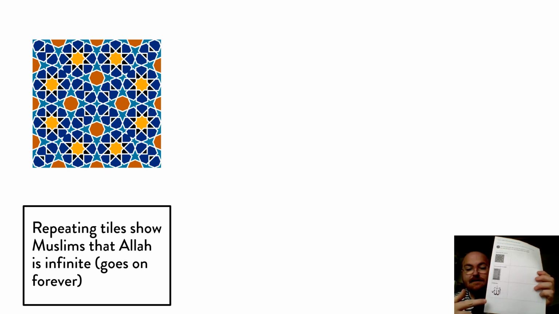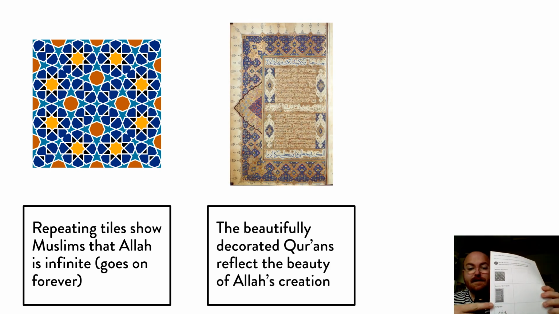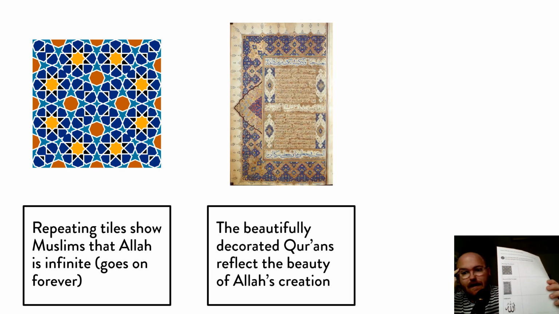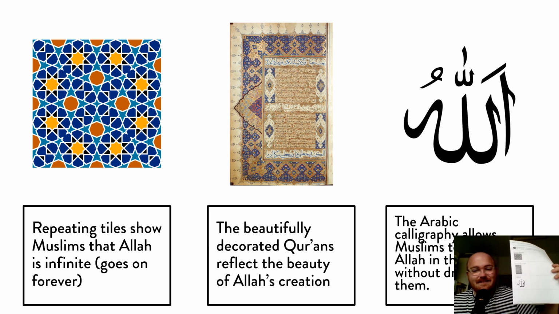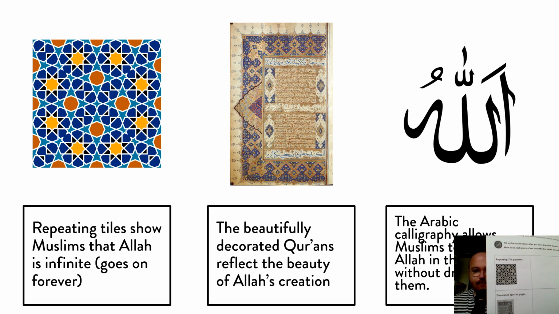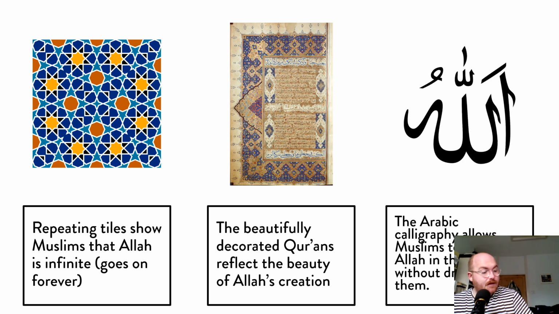They are repeating tile patterns that show that Allah is infinite and goes on forever. A beautifully decorated Quran that represents the beauty of Allah's creation. And finally, Arabic calligraphy that allows Muslims to show Allah without having to draw Allah. So there we are. In your booklet, repeating tile patterns, decorated Quran pages, and calligraphy. And all you have to do is write a little bit of text about how each art piece shows Muslim beliefs about Allah. And I've helped you out on the slide here, but perhaps calligraphy will be the difficult one because you can't actually see what's written there.